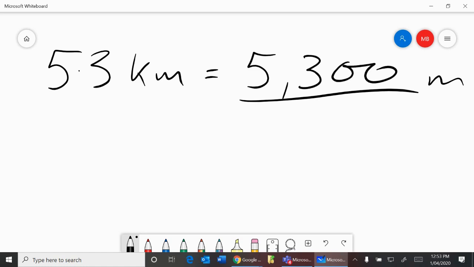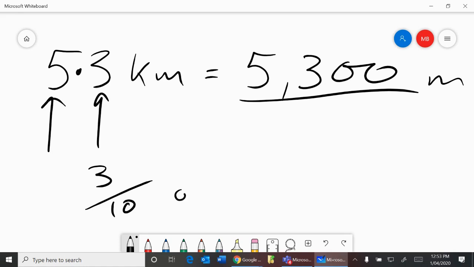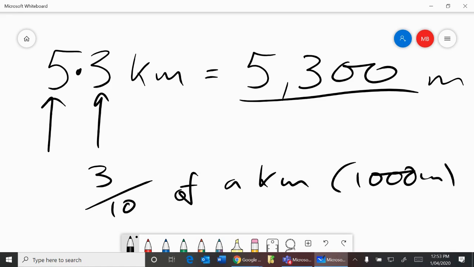5,300 metres, because this is 5 whole kilometres, but this is actually fractions of kilometres. It's actually like saying that's 3 tenths of a kilometre, which is like saying that's 3 tenths of 1,000 metres, and 3 tenths of 1,000 metres is indeed 300. Okay, I hope that's been helpful for the next exercise.